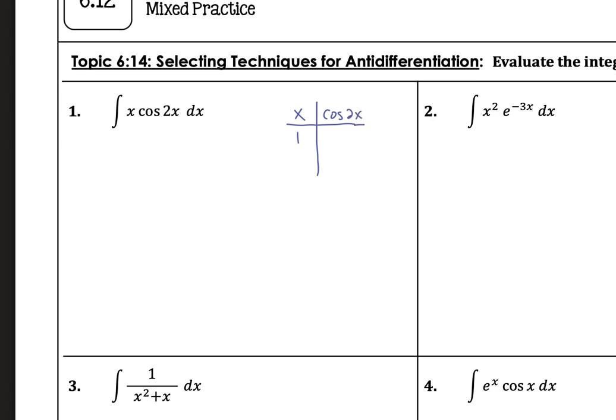Okay, so just take the derivative. Okay, the other one we'll take the integral. You can even do u-sub if you need, but y'all are good at this. I'll put it like that.